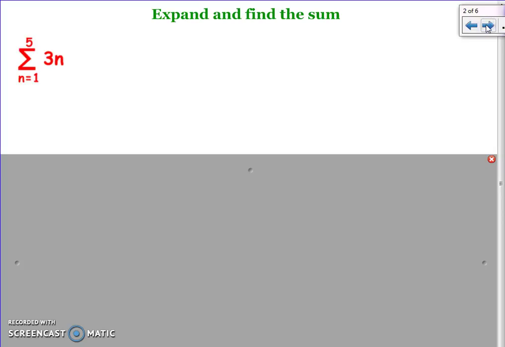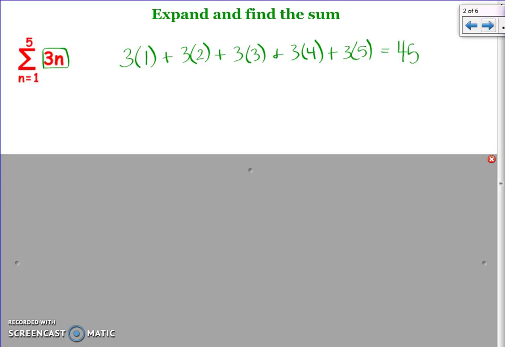So right here we want to expand these, so actually write out what the numbers are and then add them all up. So the formula right here, 3n, instead of putting n there, we're going to start with the bottom number under sigma, which is 1, and then keep going up, so 2, 3, 4, and 5. And then we're simply going to add those together. And we get 45.